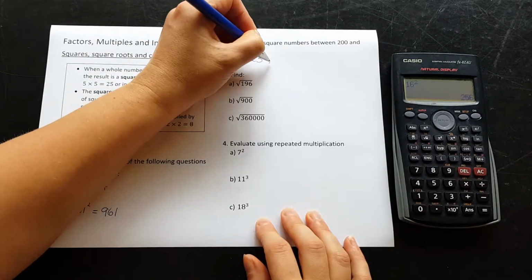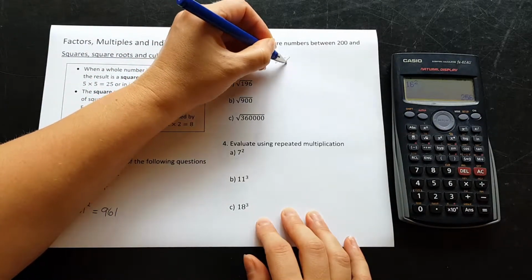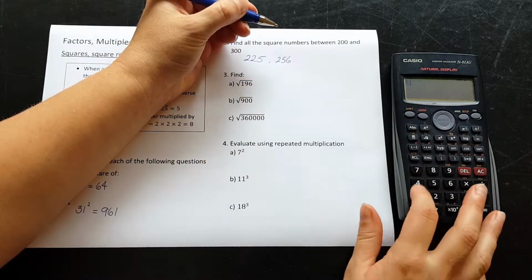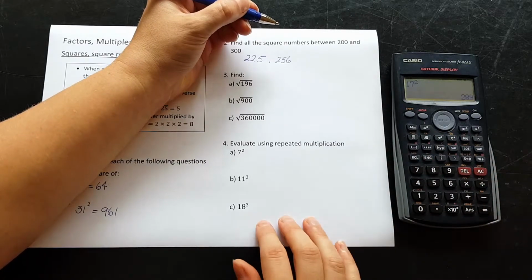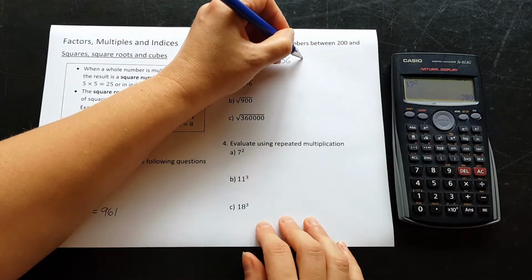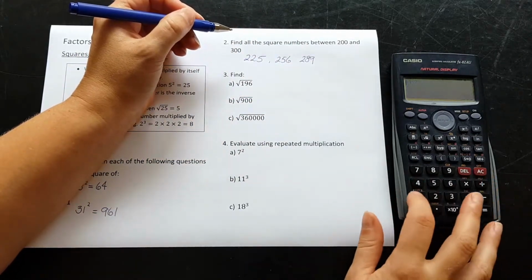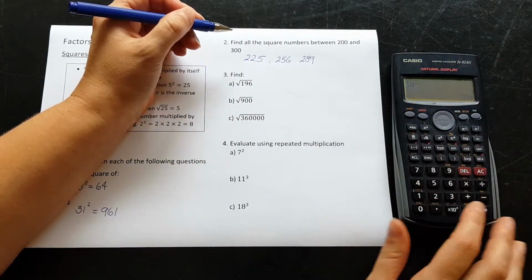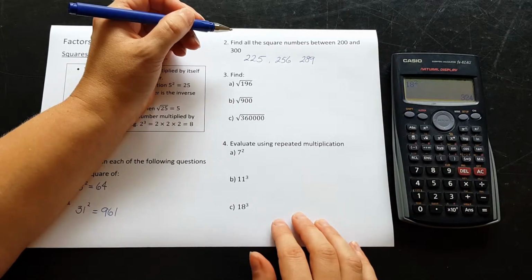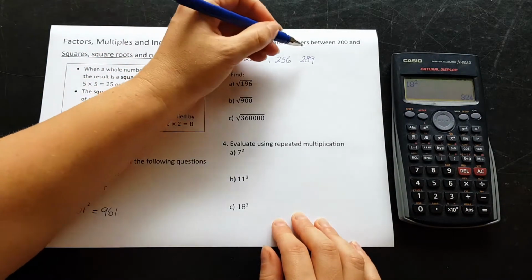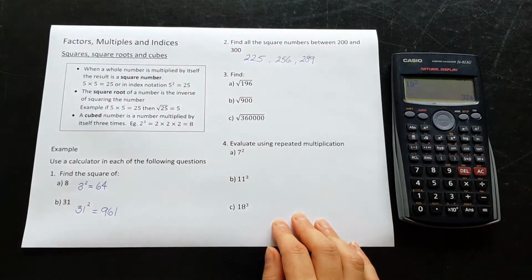Let's try 16 squared. So that's 256. And 17 squared is 289. If we try 18 squared, we've now gone over the 300 mark. So that's it. Those are my 3 numbers, 225, 256 and 289.